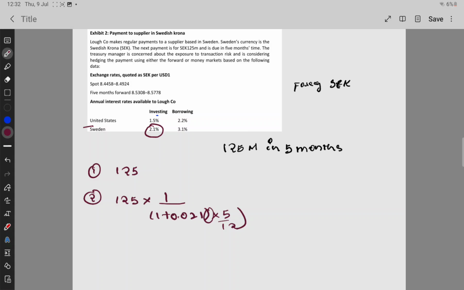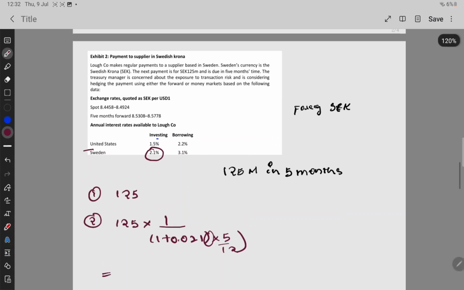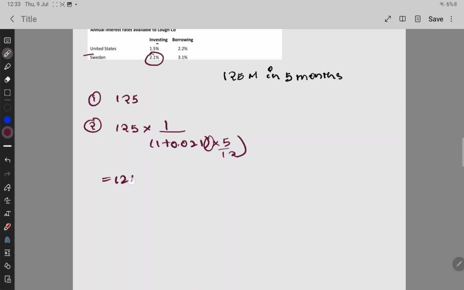0.4254. 1 divided by 0.4254 into 125. So the answer comes to around 124. So what is this? This is SEK only. Still we are in foreign currency only, right? So then what's the next step?